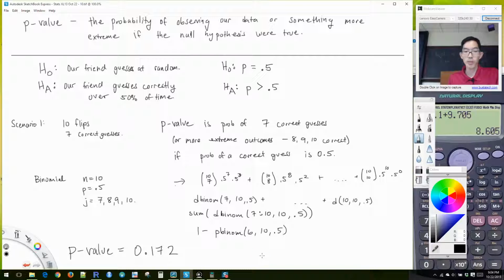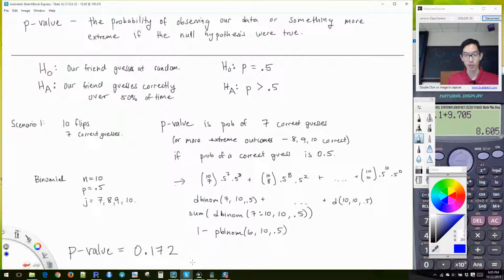All right. So what this means is that if our friend was guessing at random, he has a 17% chance of getting 7 out of 10 or more just from dumb luck. So because that's pretty high, or it feels pretty high, he would get this lucky about 1/6 of the time, we're not ready to accept his claim that he's good at guessing coin flips.